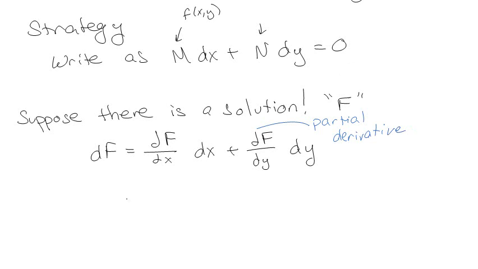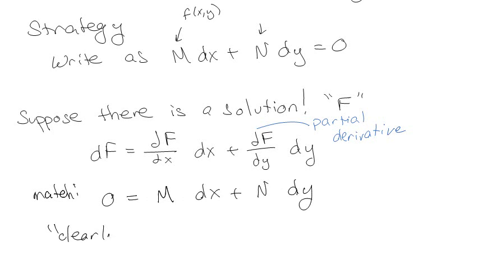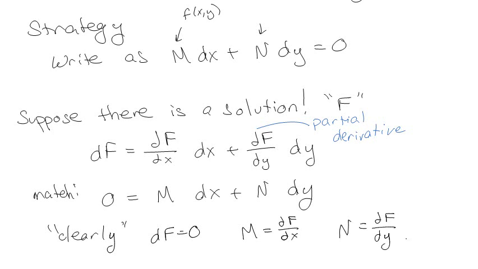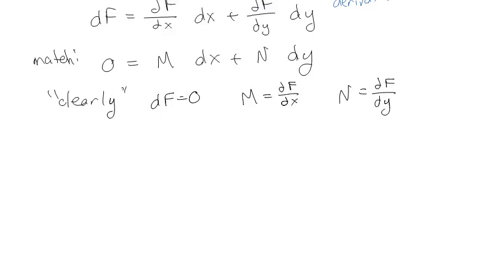What we want to do is match this up to our original equation, which is 0 is equal to M dx plus N dy. So clearly, and I say clearly because that's what all grad students say whenever they have absolutely no idea what they're talking about, clearly, that means that df has to be 0, that M has to be partial f partial x, and N has to be partial f partial y. Of course, because, of course.